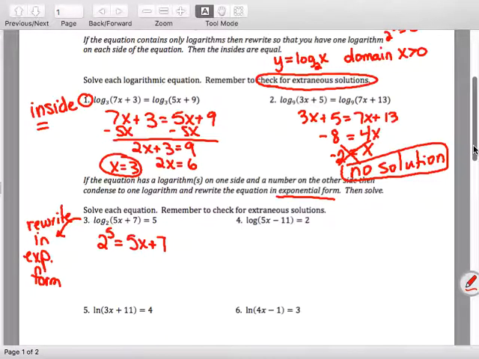Now we're going to solve. 2 to the 5th is 32. 2, 4, 8, 16, 32. Use your fingers. Use your chart. Subtracting 7, I get 25 equals 5x. Divide by 5. Don't forget to check the inside of the log. Well, 5 times 5 is 25. 25 plus 7 is 32. It's positive. That's what I need.